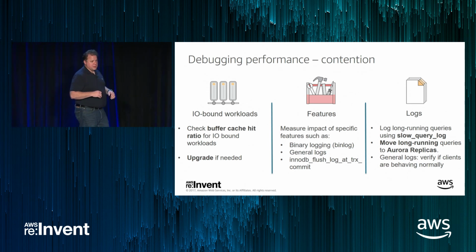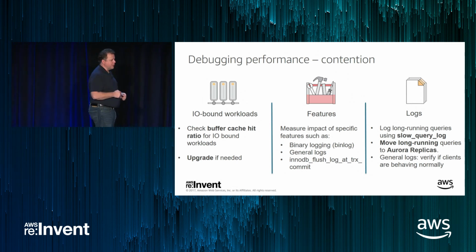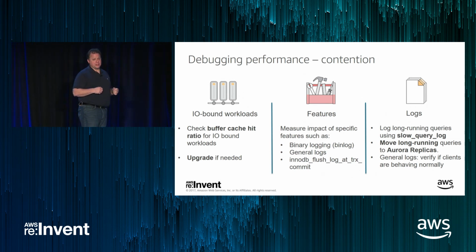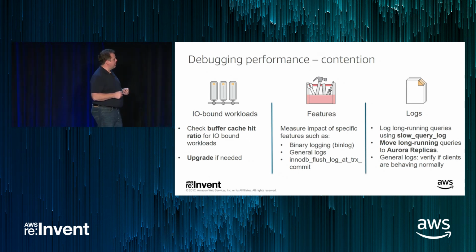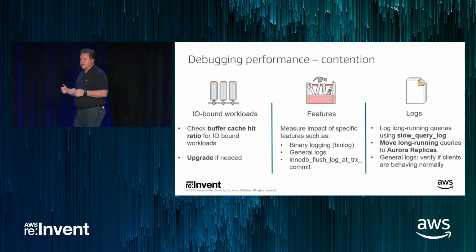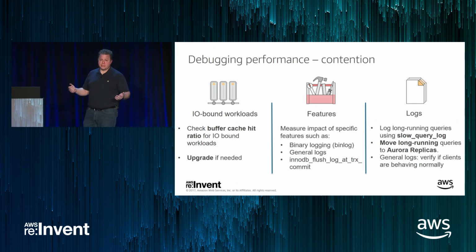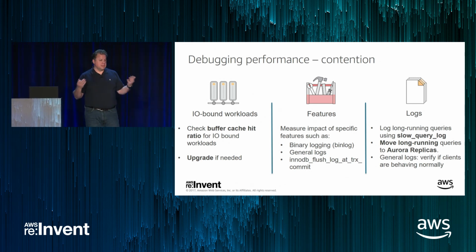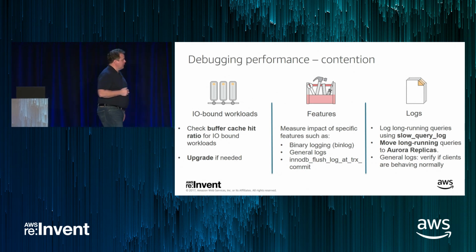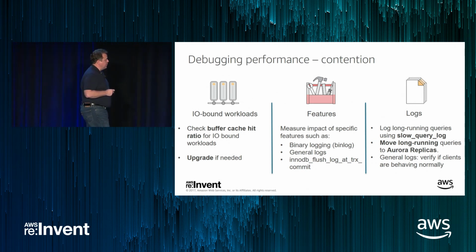The buffer cache hit ratio says this is the percentage of times I was able to find those pages in memory and did not have to go back to disk to satisfy the query. We generally look at numbers 99% or higher is what we're looking for on that. Maybe 99.5% or higher. Very high number in there. When we say upgrade if needed, we're saying maybe you need to use a larger instance. If you use a larger instance, you have more memory, your buffer pool is larger, you can fit more pages into memory, and so you will likely have a higher buffer cache hit ratio.